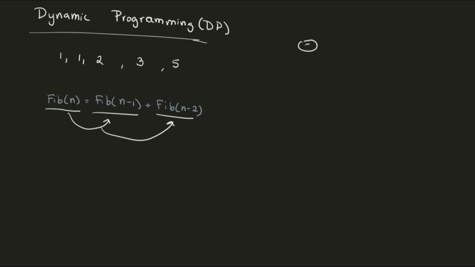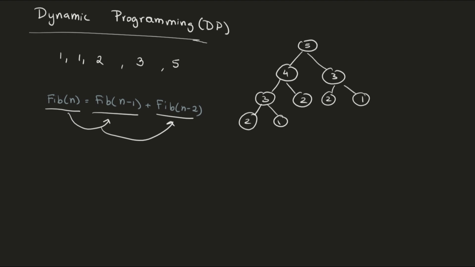But the issue with that is to find the fifth, we have to find the fourth and third. Then to find the fourth, we find the third and second. To find the third now, we do second and first. Second and first. But we're recalculating a ton of values. Recalculating the third twice, the second 3 times, and the first value twice. That takes too much of our runtime. So we can use dynamic programming to store these values in an array. And so solve this better.